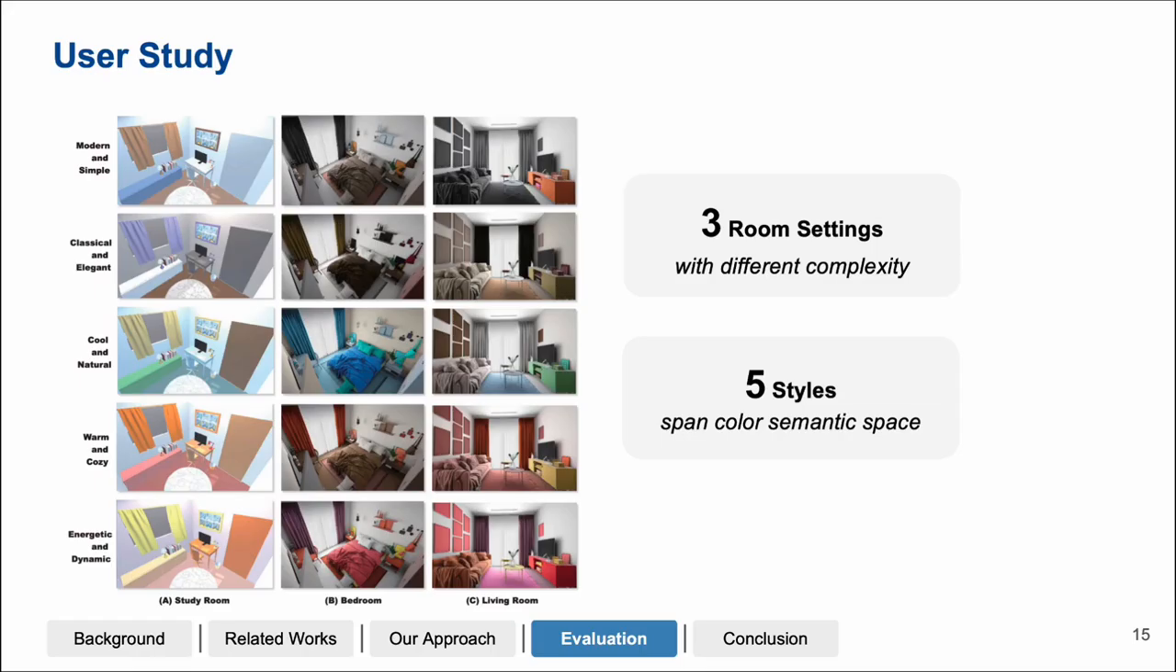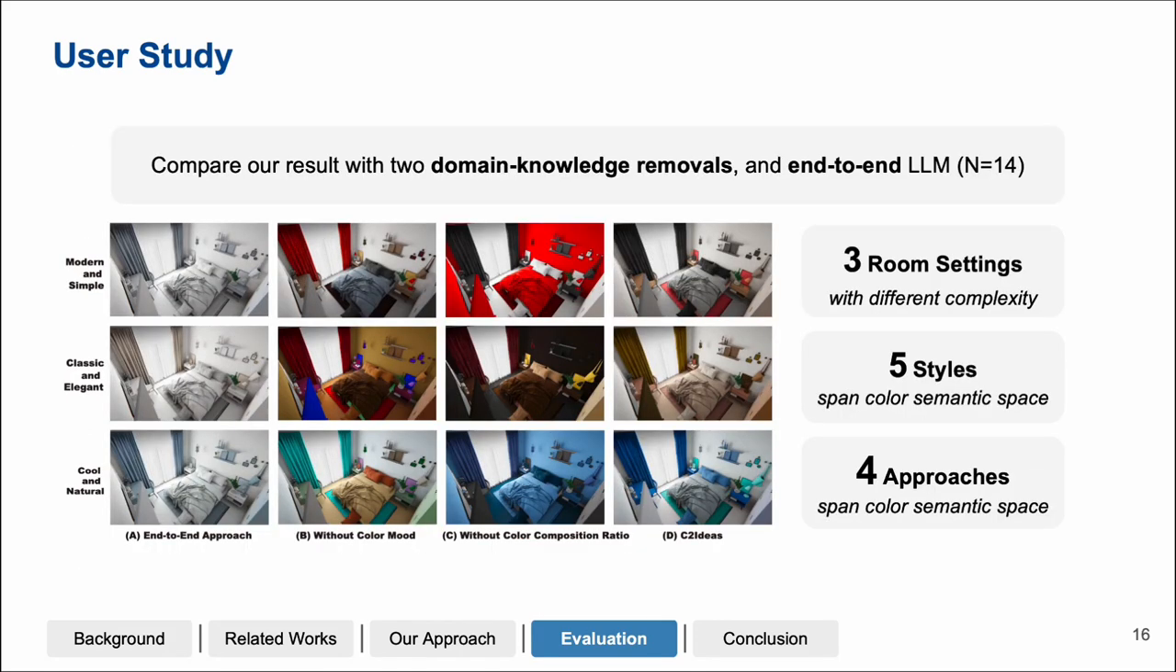For the evaluation, we conducted a comparative quantitative user study involving 3 different room settings of varying complexity, including a study room, bedroom, and living room. We included 5 different styles spanning across common color semantic space, such as modern and simple, warm and cozy. We conducted a comparative analysis involving 14 participants from the professional design community, comparing our method against 3 other approaches.